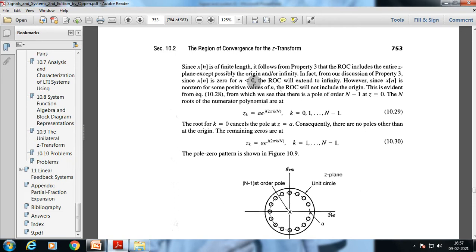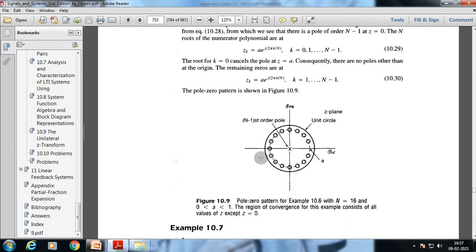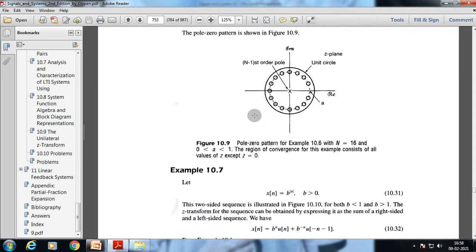Then the N roots of the numerator polynomial are at z suffix k is equal to a e to the power j 2 pi k by N. The root for k is equal to 0 cancels the pole at z is equal to a. Consequently, there are no poles other than the origin. The remaining zeros are at z suffix k is equal to a e to the power j 2 pi k by N. The pole-zero pattern is shown in this figure, with an N minus 1 order pole, and the unit circle in the z plane. Pole-zero pattern, for example.